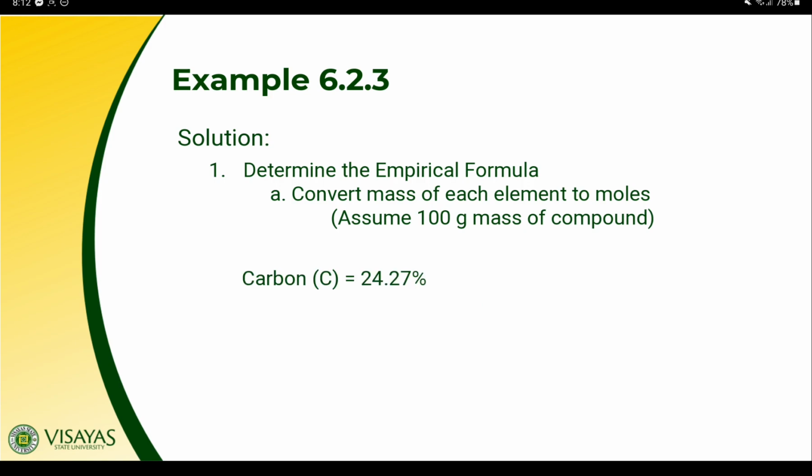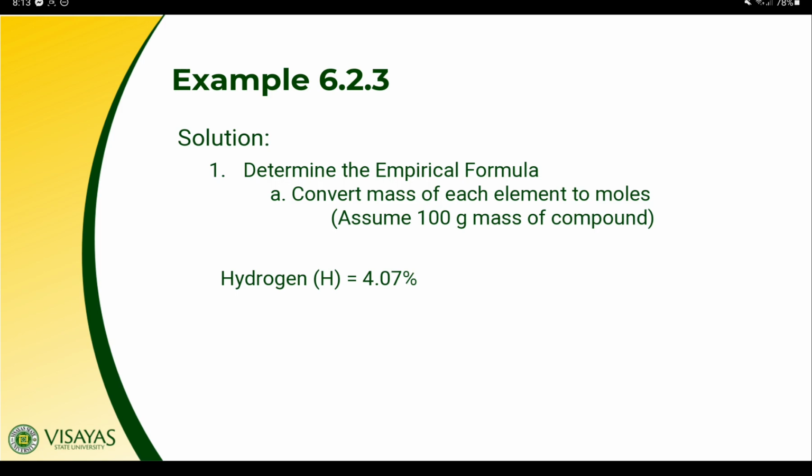For carbon, the given percentage is 24.27%. To convert that to mass, that's still the same value, 24.27 grams, because we are assuming again 100 grams mass of a compound. To convert this mass to mole, we use the molar mass of carbon we find in the periodic table of elements, and that value is 12.01 grams. Again, we put that mass in the denominator so that we can cancel that unit, and then we put the mole in the numerator. 24.27 divided by 12.01 is 2.02 moles.